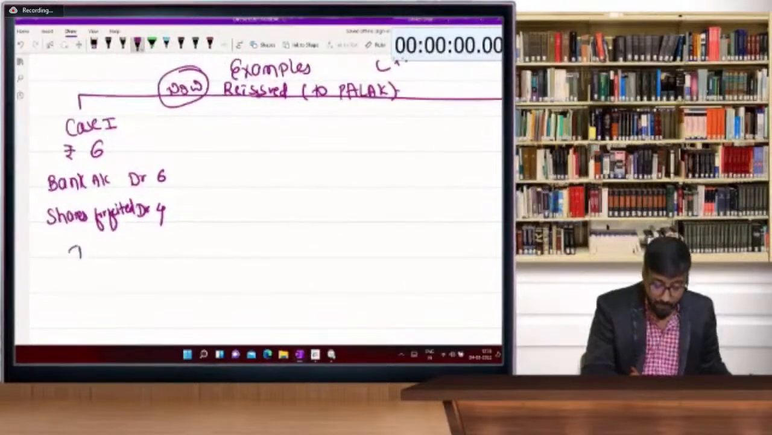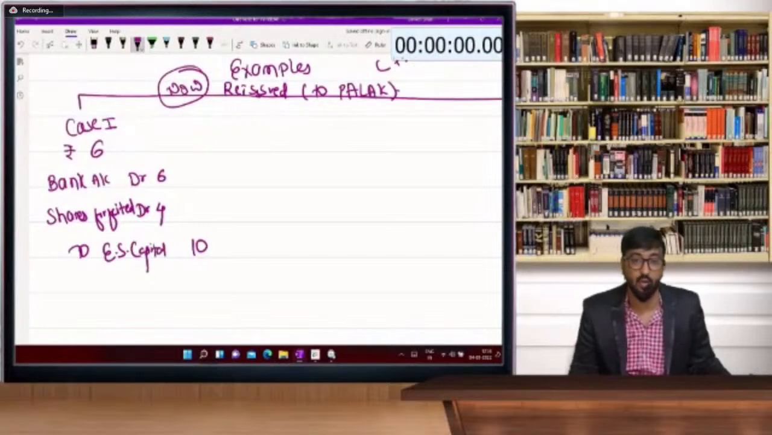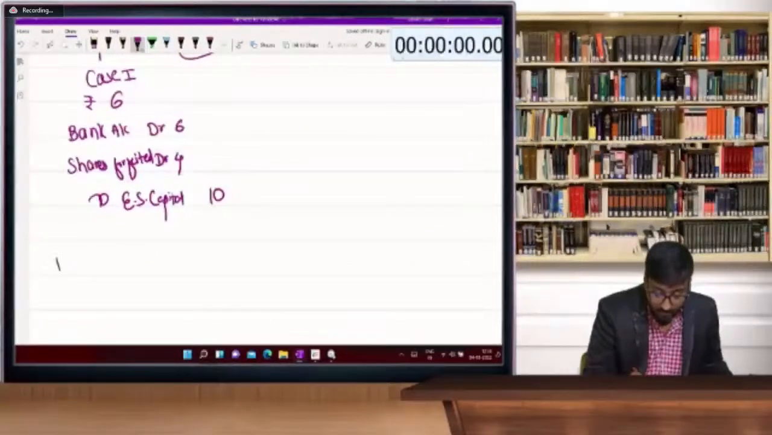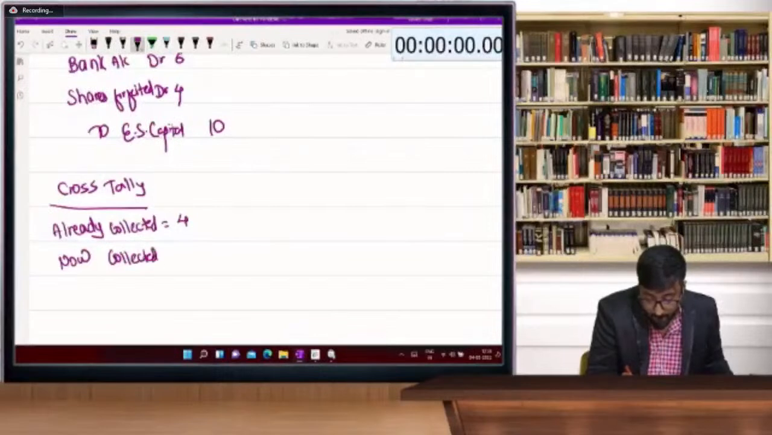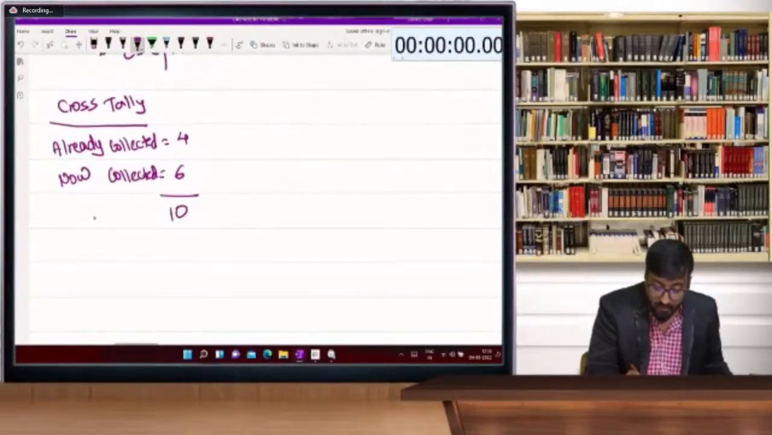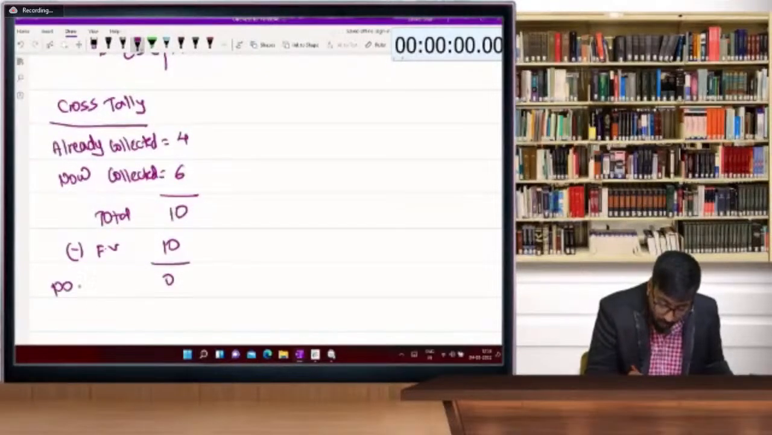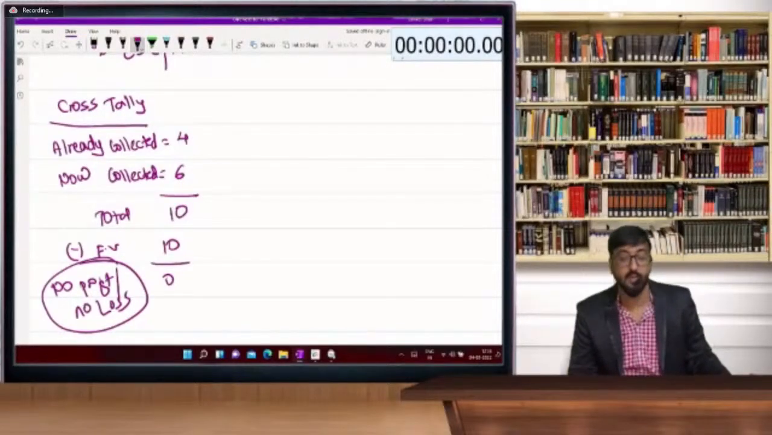Okay. And the equity share capital already, rupees... Yes, it is a face value ₹10. See beta, now here cross tally. Cross tally is very simple. Already collected 4, now collected 6. Total collection 10, face value ₹10. And therefore no profit, no loss.